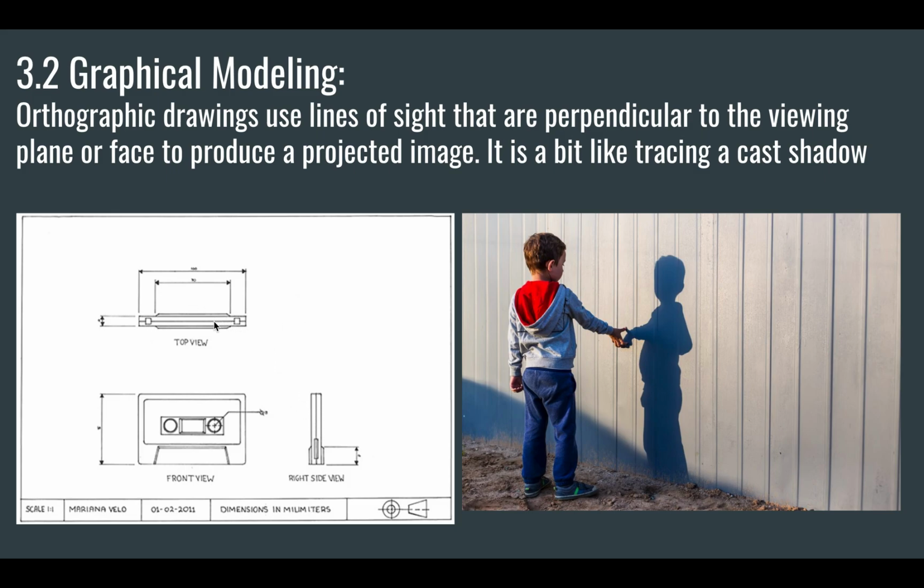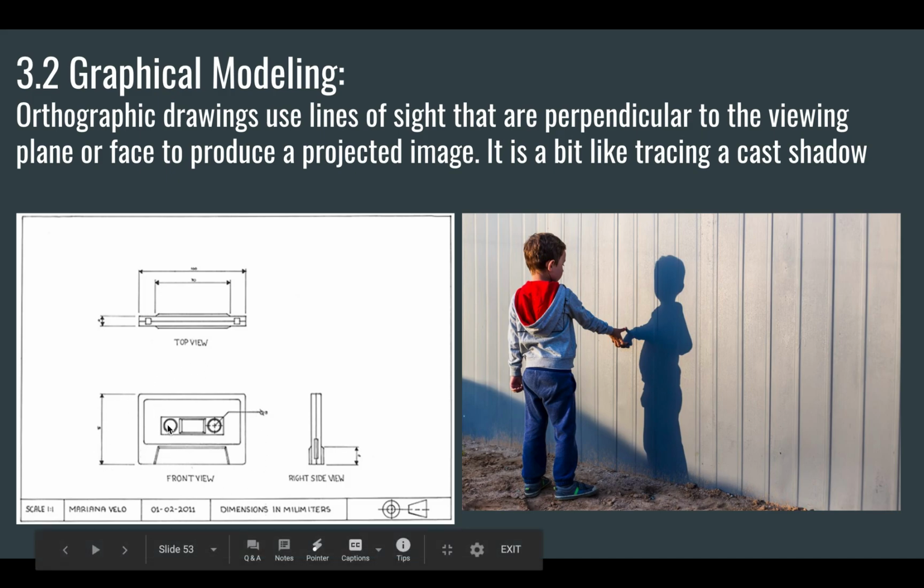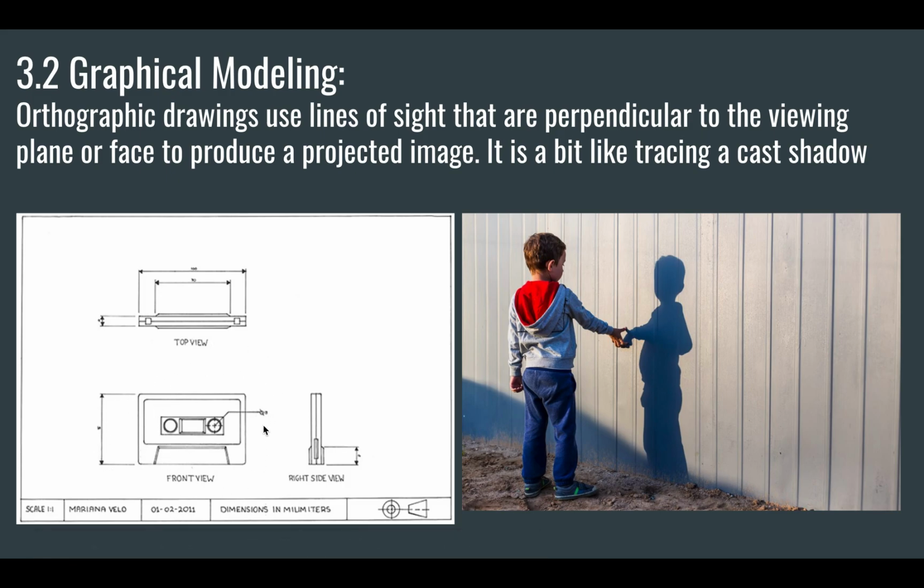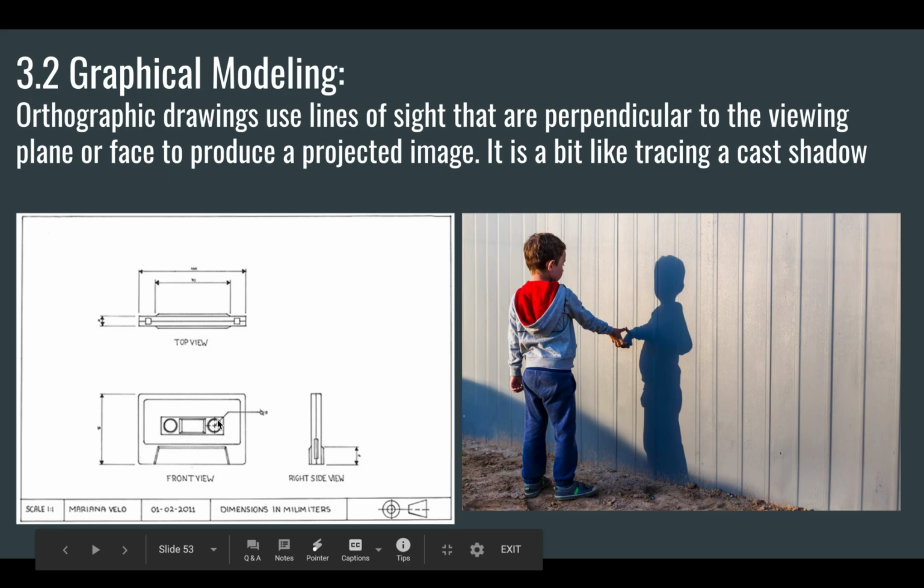And I think of it kind of like casting a shadow. So it's a bit like tracing a cast shadow. So you may not see the detail that is on the other side. Okay, so on the front view you're seeing this, but you're not seeing the back view, you're not seeing the top view, you're not seeing the right view, you're not seeing the left view. You're only seeing the plane that you're looking at. Okay, and this is the right side view. So it's a bit like you're looking at a shadow, and you just see the shadow.